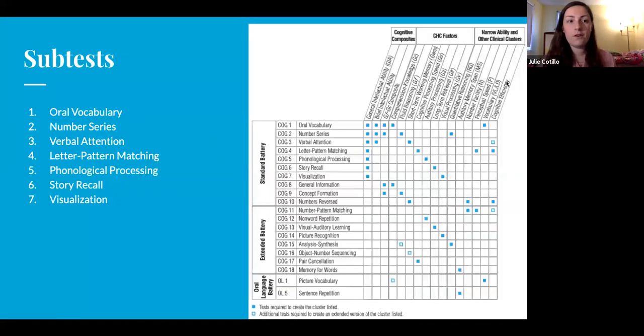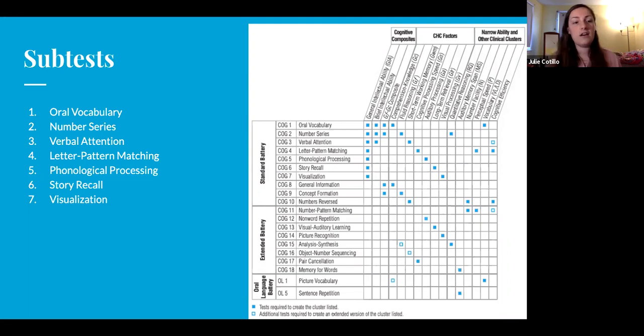For the Woodcock-Johnson, there are a lot of different options for what you give. There's a standard battery of 10 subtests. There's also an extended battery. Or you can just give the first 7 to find the GIA, the General Intelligence Ability, which is basically the WISC's version of IQ.